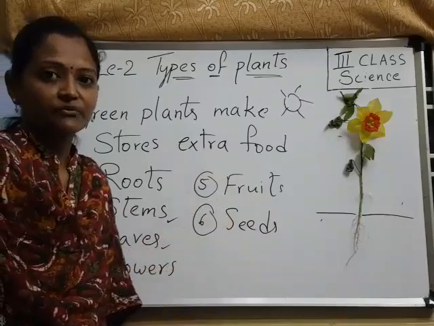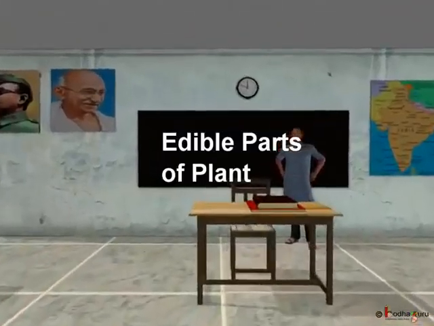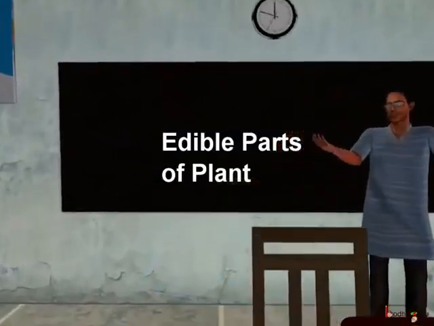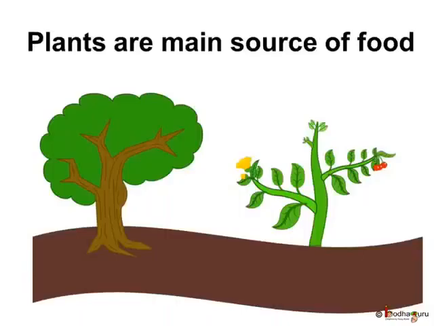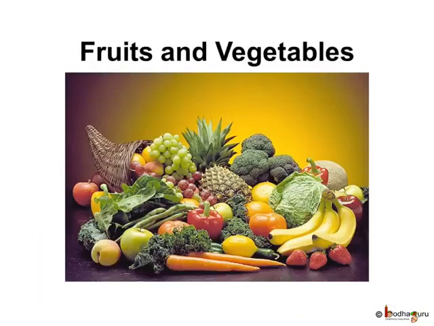Okay, watch that video. We always say that the plants are very important for all of us. They are the main source of food. We get fruits and vegetables from them. So, what are these fruits and vegetables?